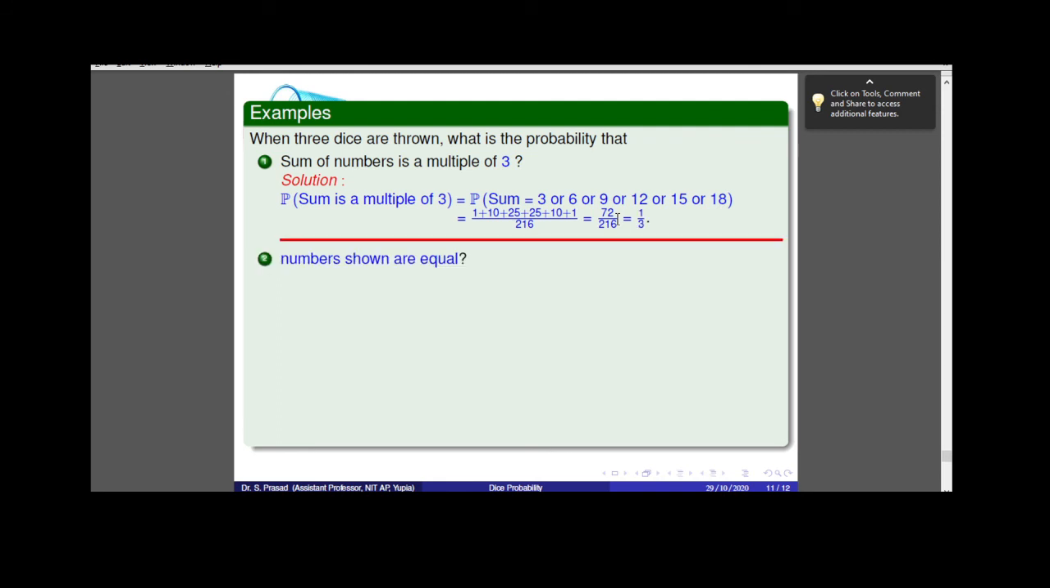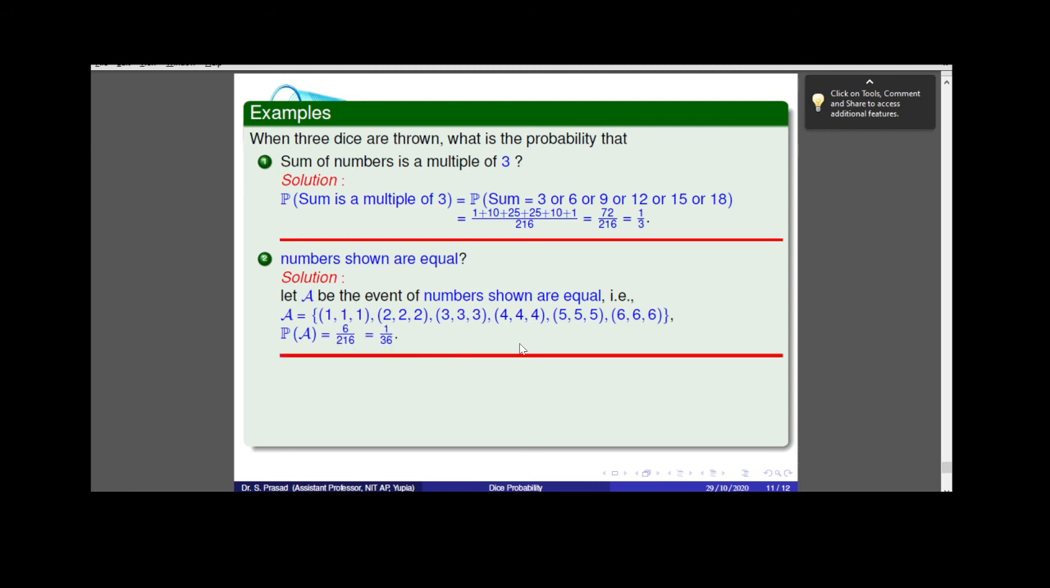And now the next question: numbers shown are equal. Here A is the event that the numbers shown are equal. That is, we can write 1 1 1, 2 2 2, 3 3 3, 4 4 4, 5 5 5, 6 6 6. This is the number of favorable events. So the number of favorable events is 6. Now the probability of A is 6 by 216. Then we get the result 1 by 36.